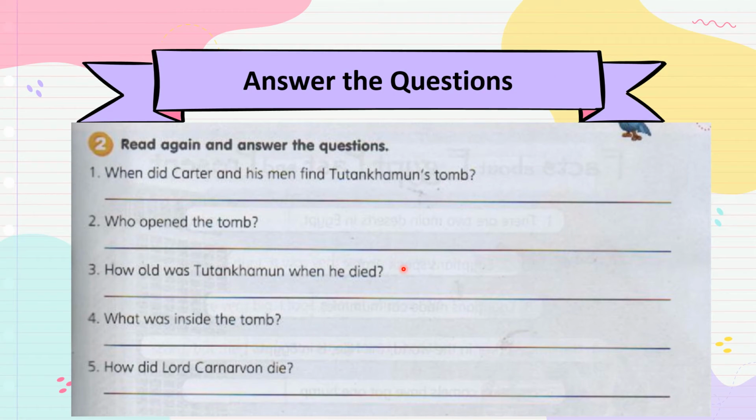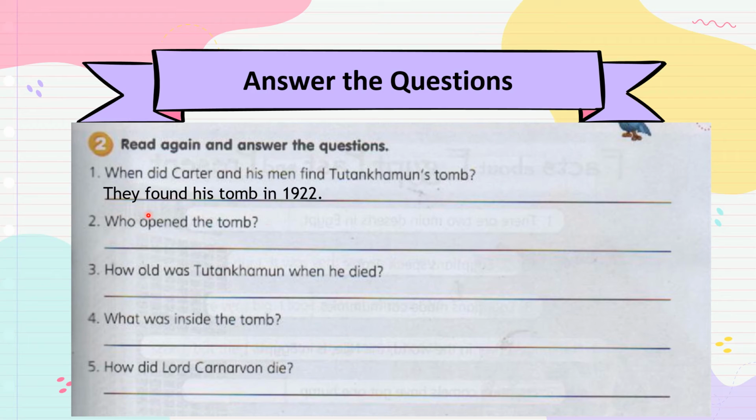Alright, so you have listened to the story of the curse. Now I will teach you how to write the answer by writing in full sentences. Okay, let's look at the first question. Number 1. When did Carter and his men find Tutankhamun's tomb? When means bila. Bila Carter dan orang-orangnya jumpa makam Tutankhamun? Bila. The keyword is bila.